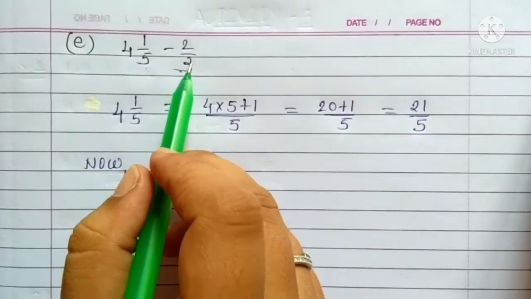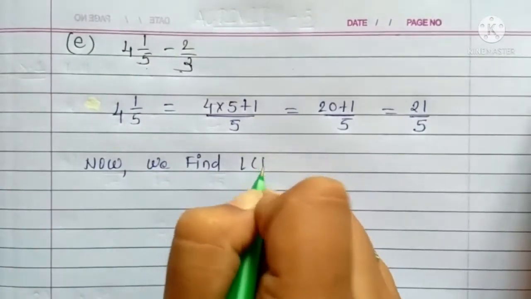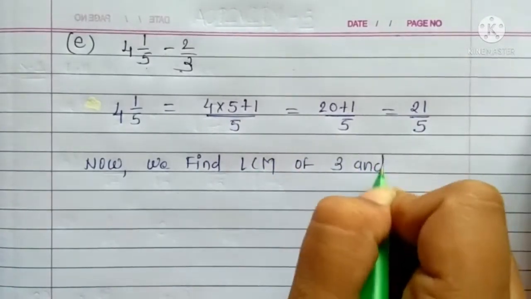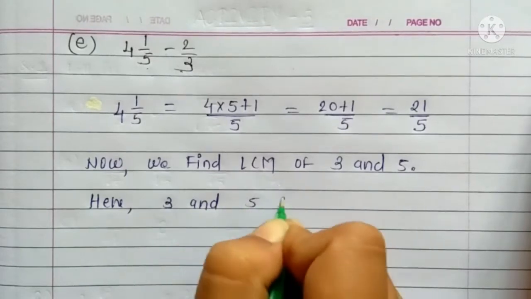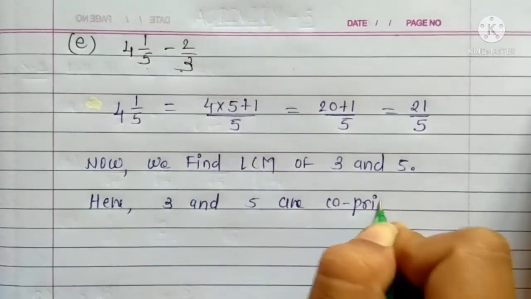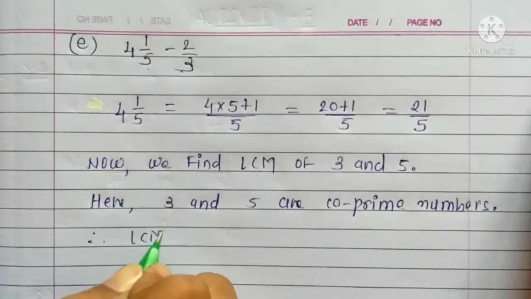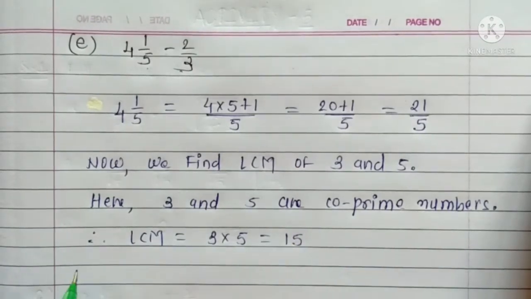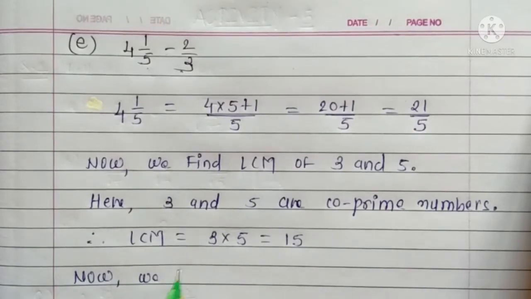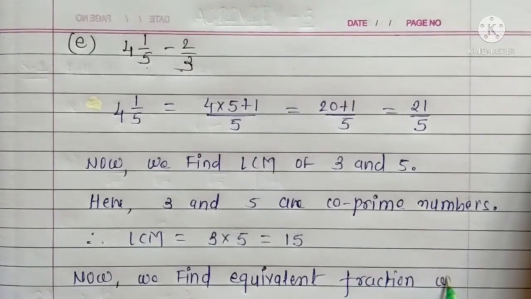We convert unlike fractions into like fractions. For that we find LCM of 5 and 3. Here we observe that 3 and 5 are co-prime numbers. Therefore, LCM is equal to 3 multiplied by 5 is equal to 15. Now, we find equivalent fraction with denominator 15.